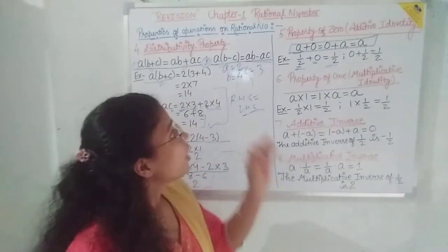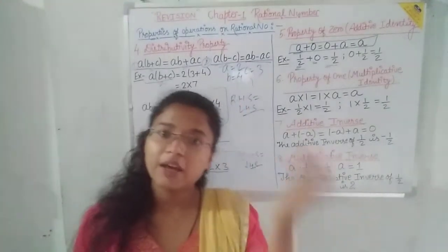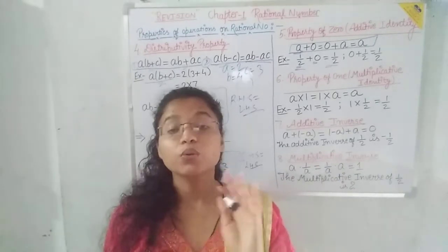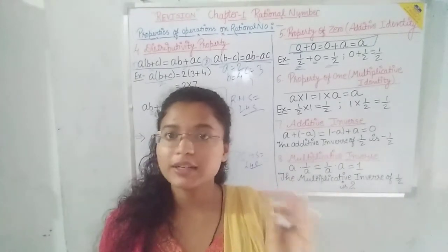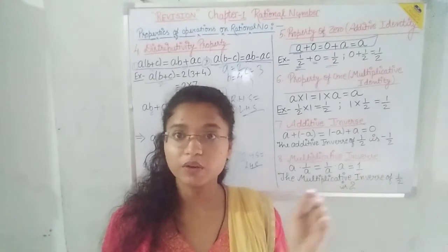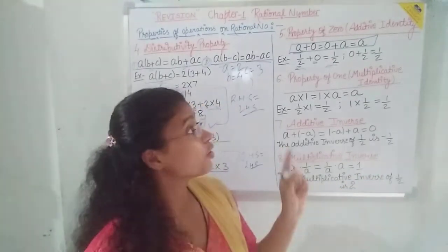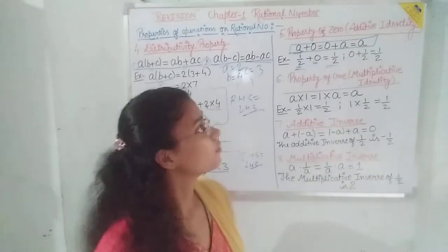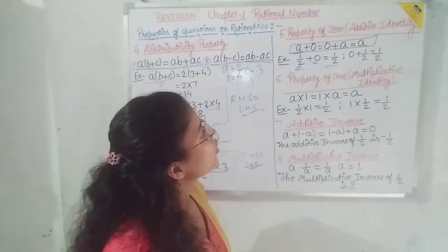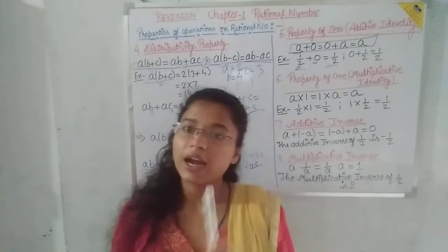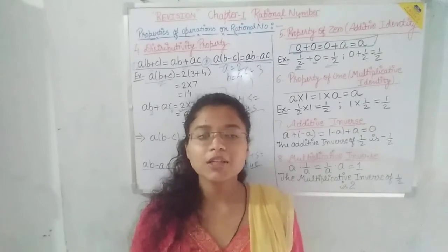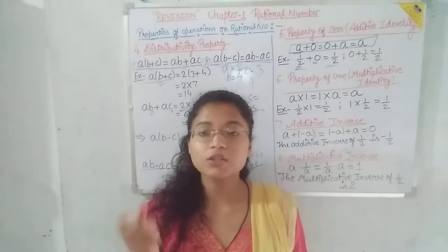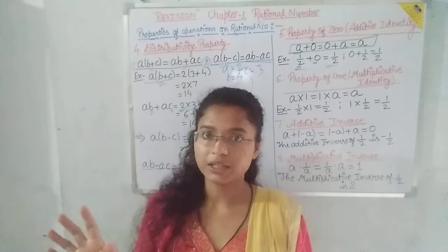That means whether you add 0 from the left hand side or from the right hand side, you will get the number only. You will not get 0 or something else. You will get the same number. This was your additive identity. One more thing you have to remember: 0 is the additive identity. If somebody asks you what the additive identity is, 0 is the additive identity.